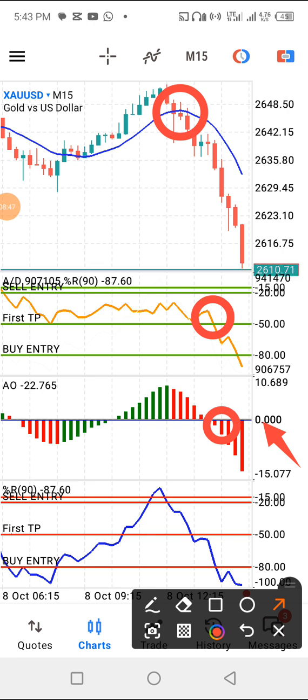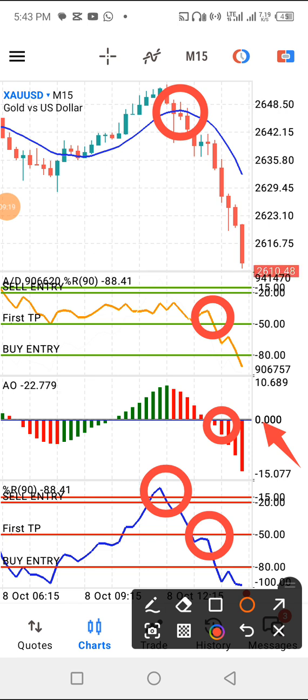That is 2. And lastly, the final confirmation is we want to also see either price crossing below level 20, or price has crossed below level 50. So when we have these setups like this, then we can go short. That means we can take sell trades. Is that clear? Practice this on your practice account before going live with it.